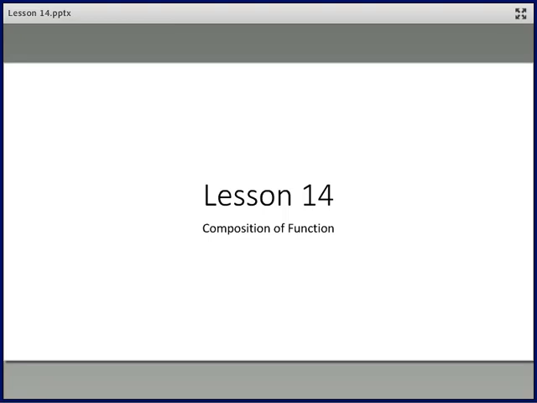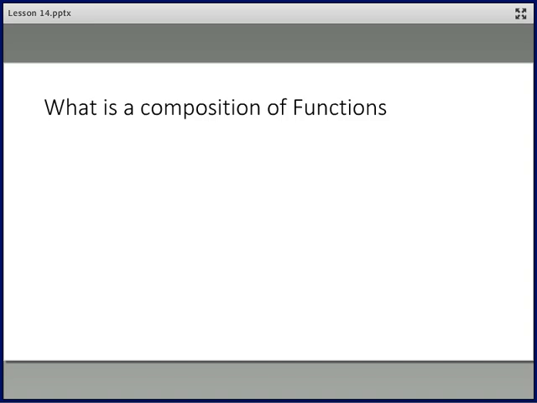This is Mr. Riddle. We're going to review and talk about Lesson 14, Composition of Functions. I'm going to explain to you what a composition is and how to find the domain of a composition. So what is a composition?